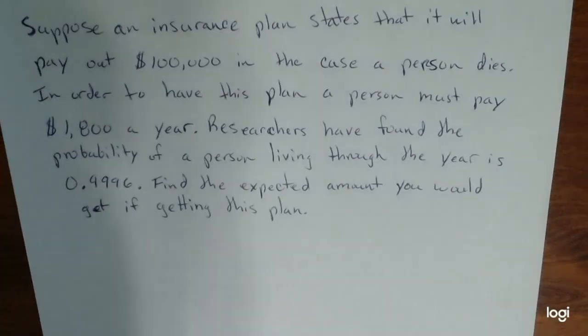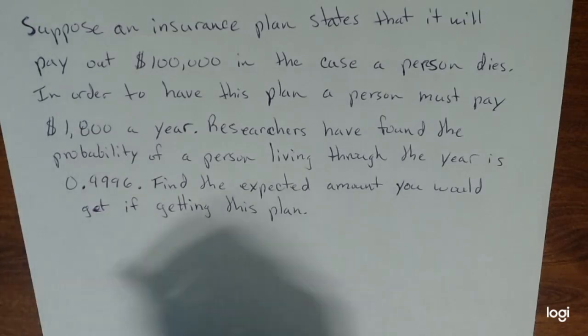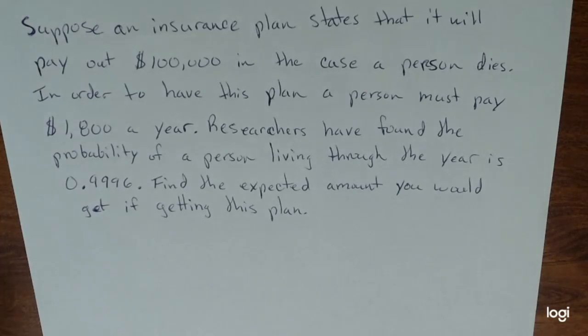So suppose an insurance plan states that it will pay out $100,000 in the case a person dies. In order to have this plan, a person must pay $1,800 a year. Okay, that's roughly around $120 a month. Researchers have found the probability a person living through the year is 0.9996. Find the expected amount you would get if getting this plan. So how much you pay off or lose based off this plan.